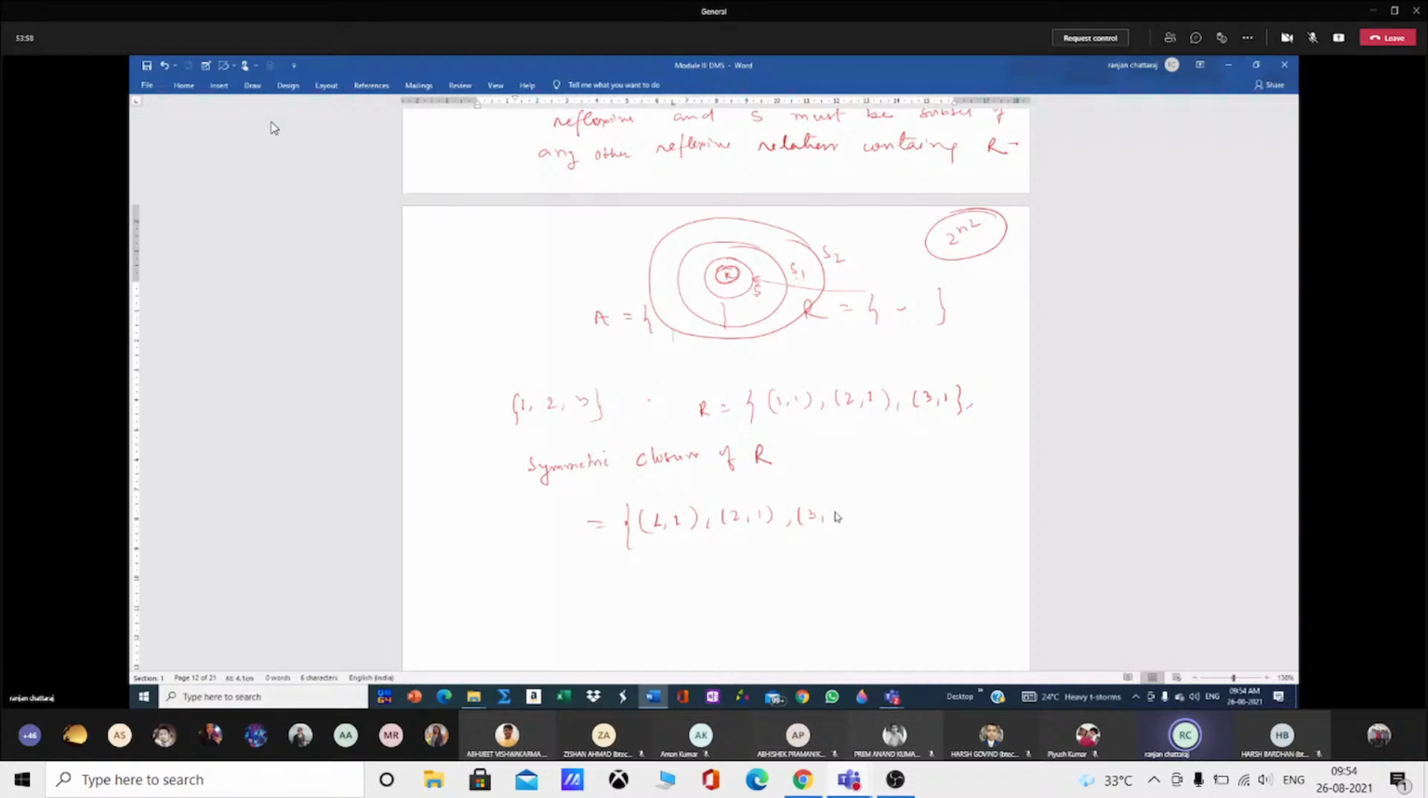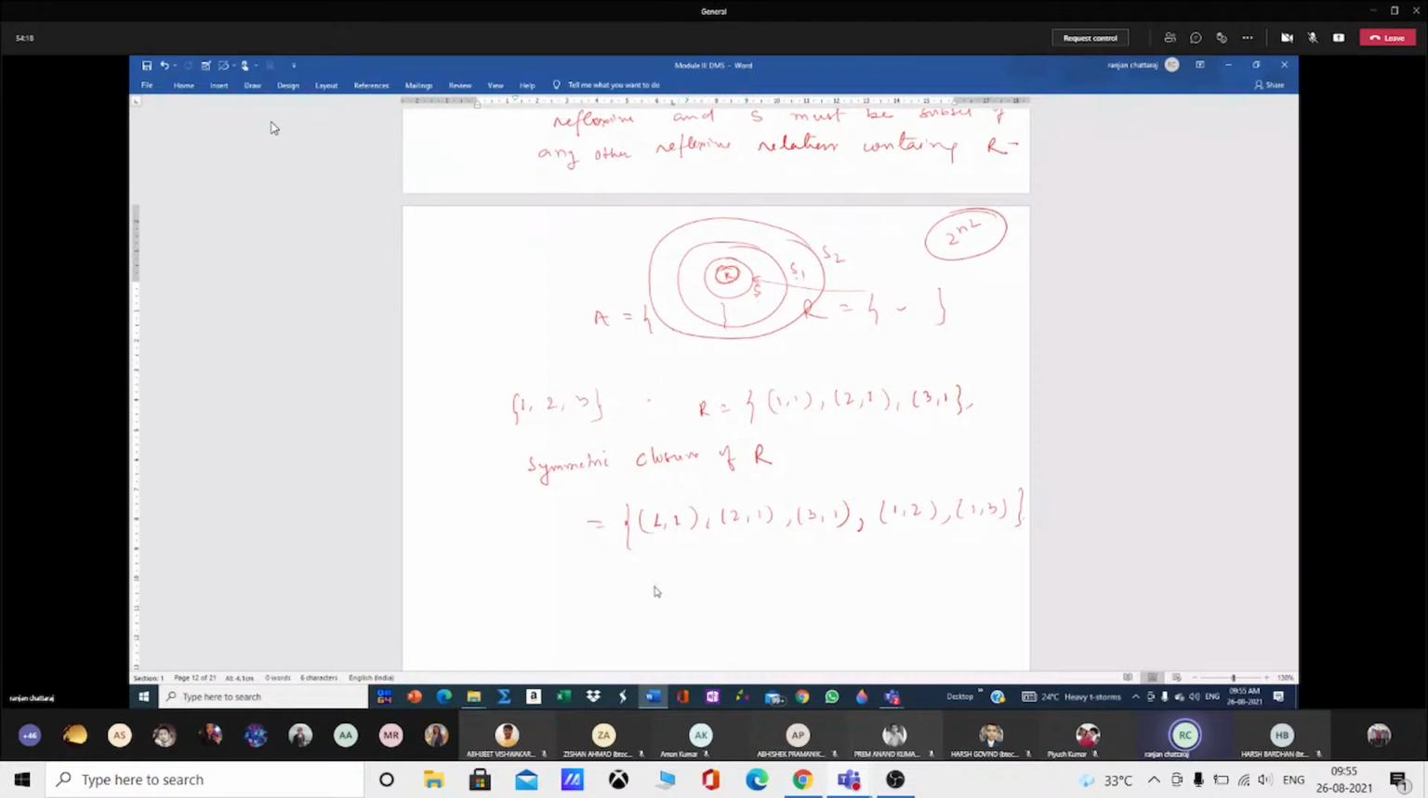Okay, so what should be the rest of the entries? We should enter here (2,1) so that this becomes symmetric. (2,1) is here, so (1,2) should be here, and (1,3) should be here. Okay, so this is the closure.